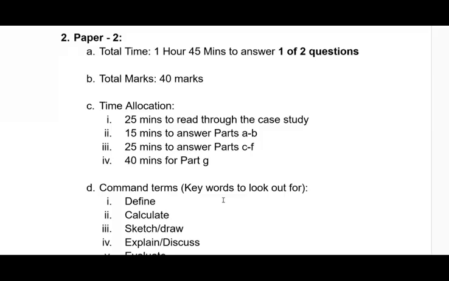That one question is worth a total of 40 marks. And the way you want to allocate your time is you want to spend about 25 minutes to read through the case study. While you're doing this, you want to make sure you mark and highlight any key points that you feel would be relevant to answer the follow-up questions, and I'll explain how that works. Next, you want to allocate 15 minutes for answering part A and part B, 25 minutes for answering parts C to F, and then 40 minutes to answer part G, which is going to be a long essay style question.